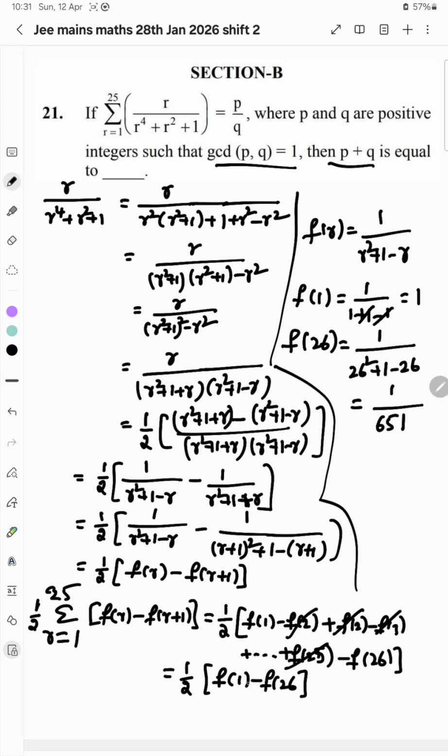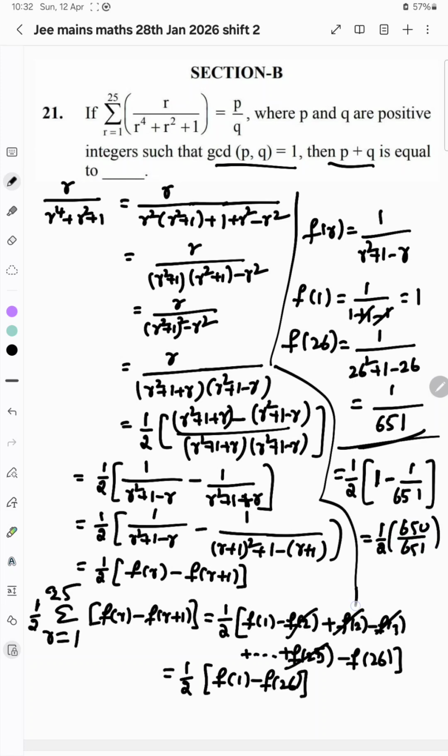Okay, finally what we have to do? From f of 1 we have to subtract f of 26 only now. So our final result is 1 by 2 of, f of 1 means 1, minus f of 26 means 1 by 651. Now take LCM. When you take LCM, 651 minus 1, that means 650. So 1 by 2 times of 650 by 651 we will get. Now finally cancellation is possible with 2 because it is an even number. So 650 half, how much will we get? 325, right? So 325 by 651 we will get.